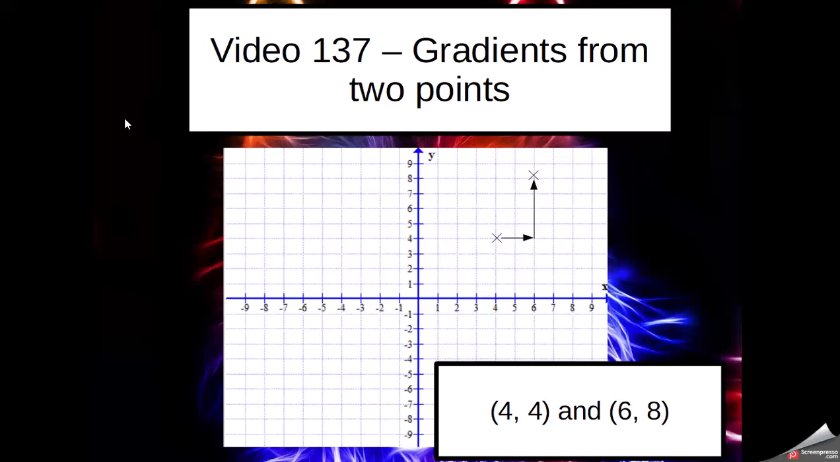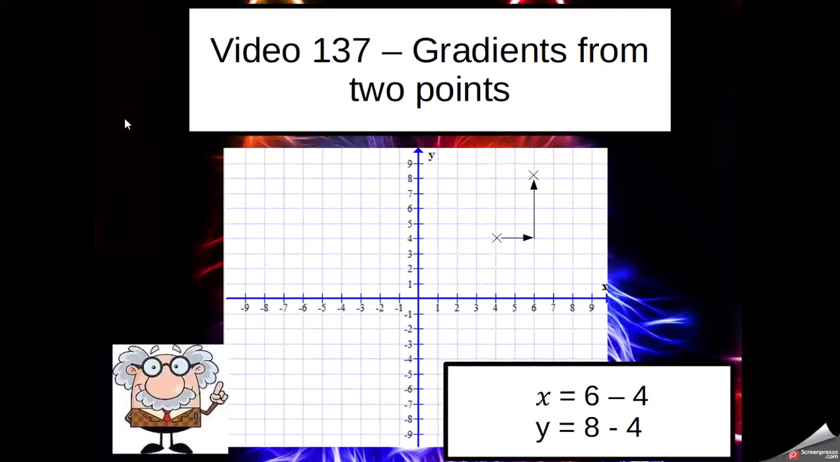go across for y. Because remember that when we're working out a gradient, we divide the amount we go up or down by y, remember down is represented by a negative, by the amount we go across by x, or minus if it's going to the left. So how are we going to work out that with just the coordinates?